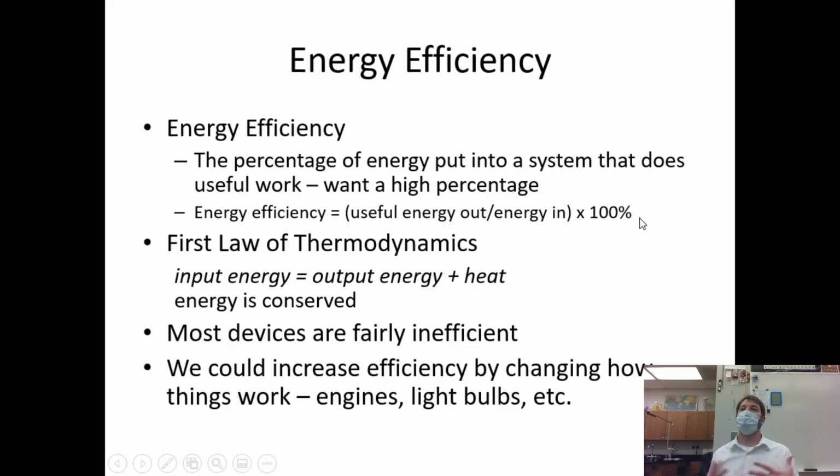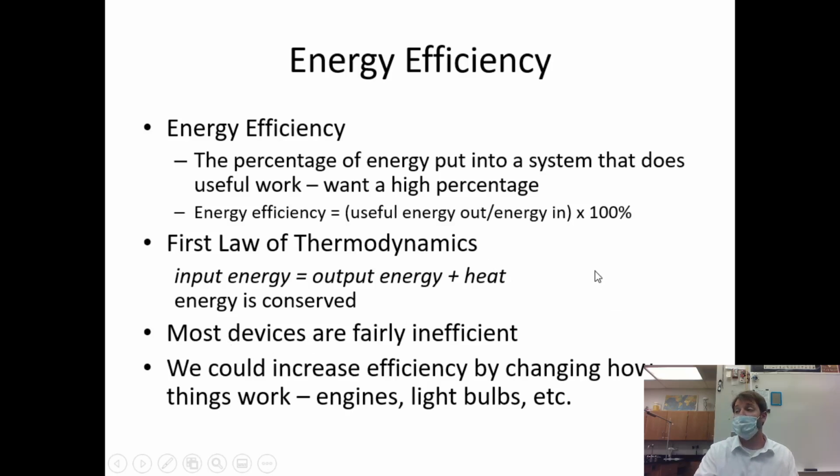There's always going to be energy loss, often from heat. The first law of thermodynamics says that all the input energy is going to be equal to the output energy plus heat. Energy is conserved. We're not making new energy. We're not getting rid of old energy. All the energy in the universe is the amount of energy you have. But there's another law of thermodynamics that says energy is always spreading out. The fact that energy is always spreading out, that's where our heat comes in. That's where our inefficiency comes in.